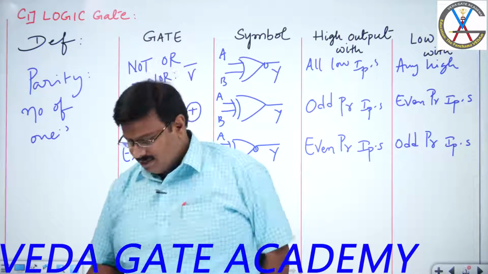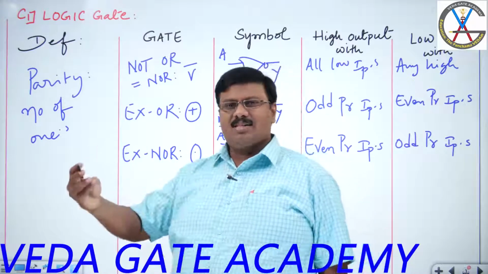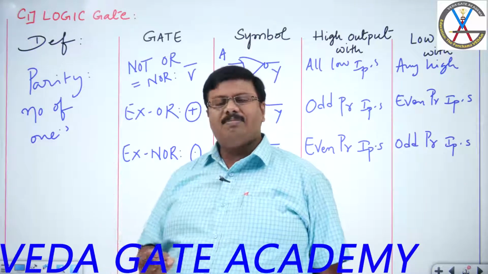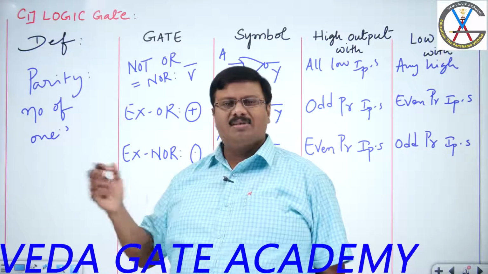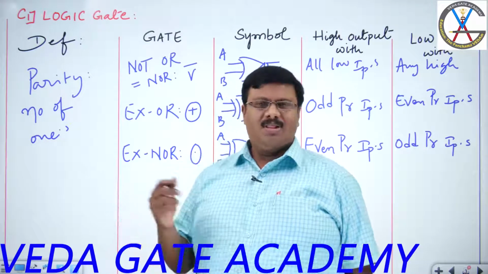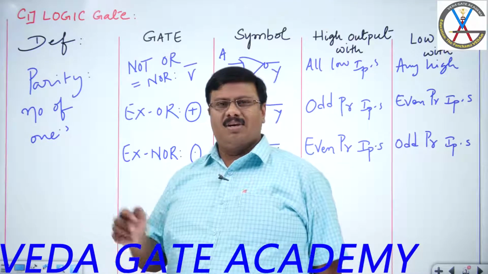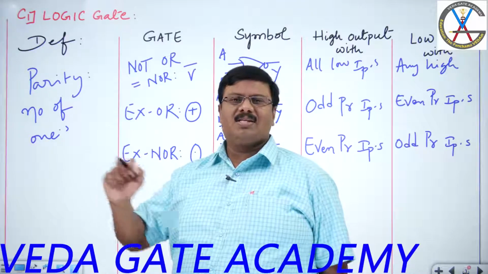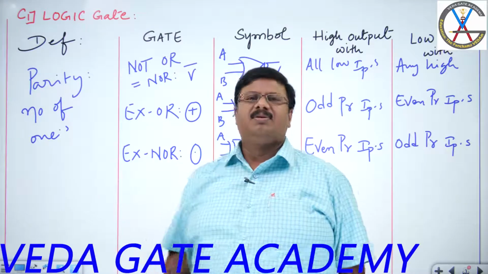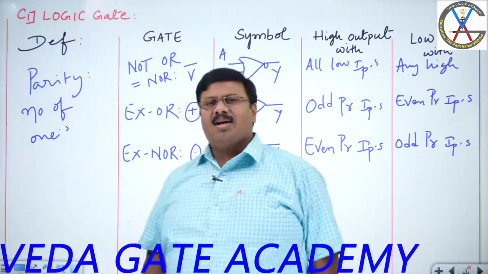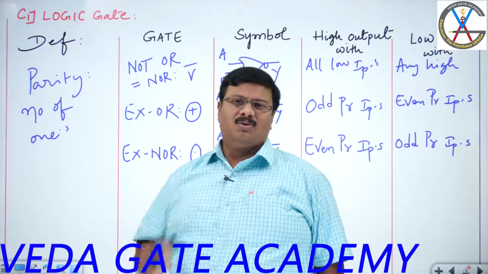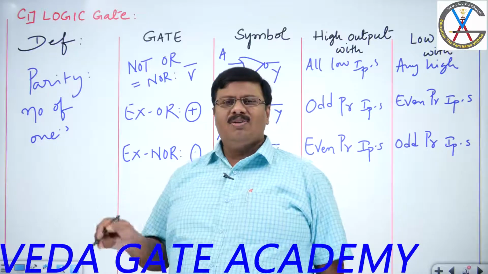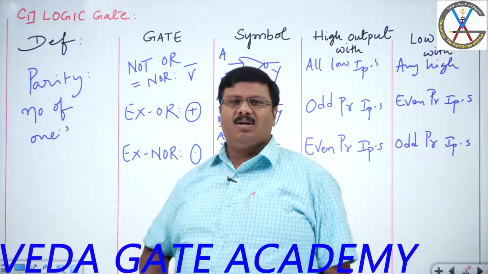So finally, what are the gates, basic and universal and exclusive OR gates in the sequence? Not is a simple inverter, low with high and high with low. AND: when all the inputs are high, output is high; any one is low, the output is low. OR: when any input is high, output is high; all inputs are low, output is low. NAND reverse to AND, high with any low and low with all high. NOR reverse to OR, low with any high and high with all low.